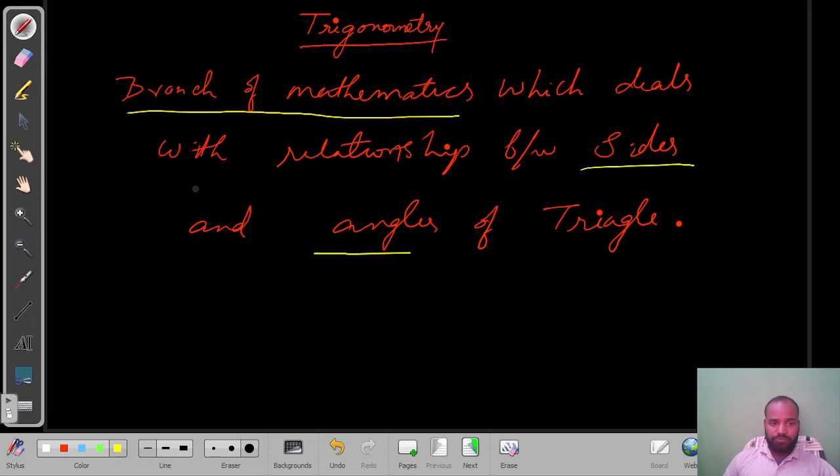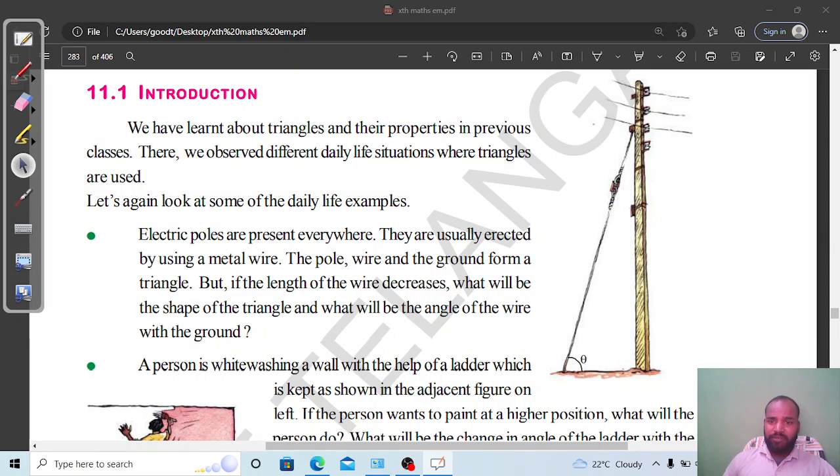Whereas this rope makes an angle with the ground. Yes or no? You can see here. This is the angle made by the rope to the pole. So there is a certain elevation here. And this is the ground.